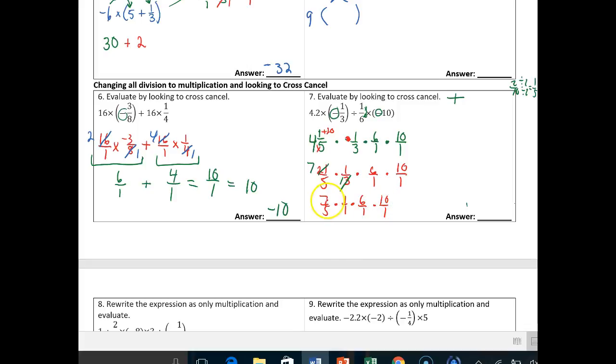So we're going to multiply straight across. We'll say 7 times 1 is 7, times 6 is 42, and 42 times 10 is 420, right? And then 5 times 1 times 1 times 1 is just going to be 5. So we can say 420 over 5, or we can say, all right, what's 420 divided by 5? 5 goes into 42 8 times, with 2 left over, and goes into 20 4 times. So 84 is my answer. 84. That's a tricky one. That's it for part 1 of the notes.